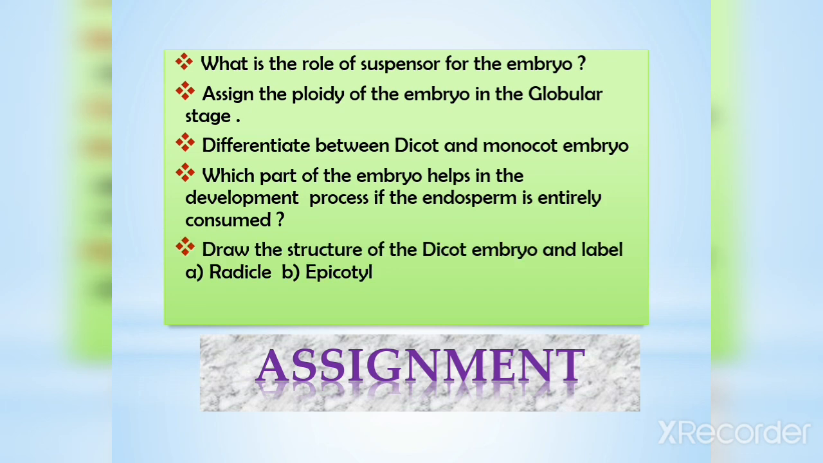Next, draw the structure of the dicot embryo, and you have to label only two parts here. One is called the radicle, and another is called the epicotyl. Okay, children. Then name the cotyledon, what is the name that is assigned to the monocot embryo?